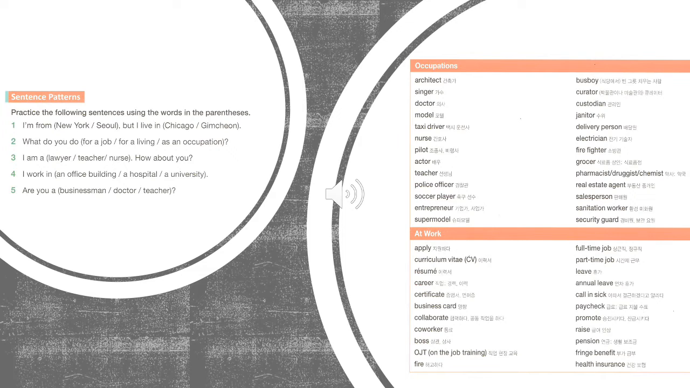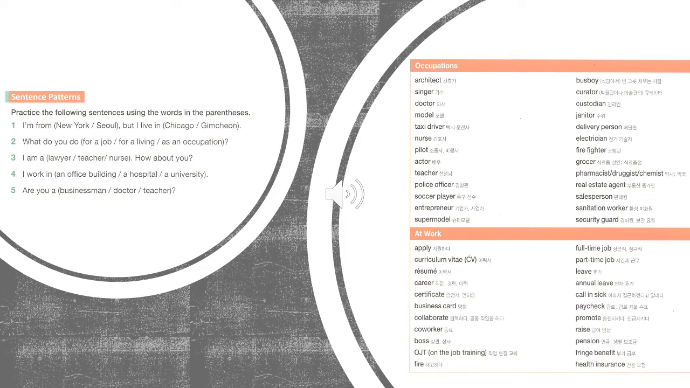And there are a few more words here at the end. Pension, the money you get when you retire, and benefits, some of the extra nice benefits that your job gives you besides your salary. And also, of course, health insurance. 보험, right?